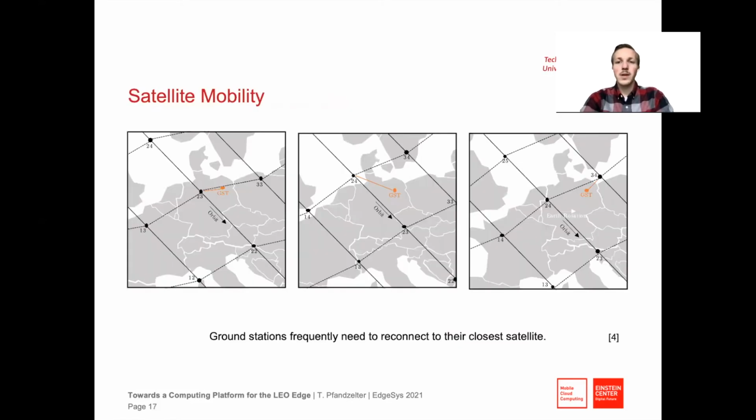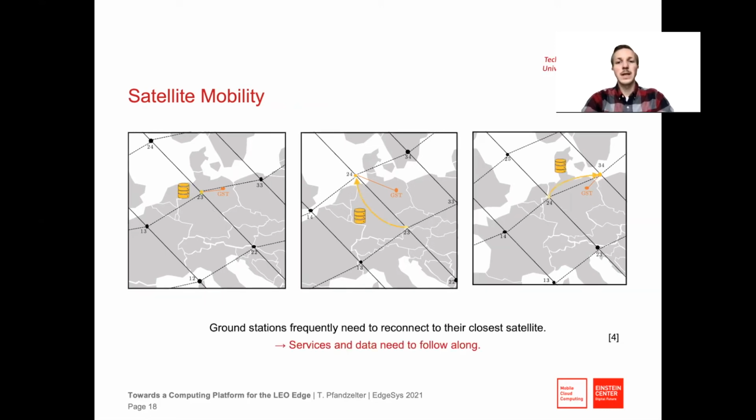So, as I've mentioned, satellites are inherently mobile. So ground stations frequently need to reconnect as satellites move out of reach, either because they orbit or because the Earth revolves underneath the constellation, which is another issue. So what we want is applications and data to follow along as reconnections happen, so they are always available at the closest satellite for a consumer. This is also referred to as virtual stationarity.